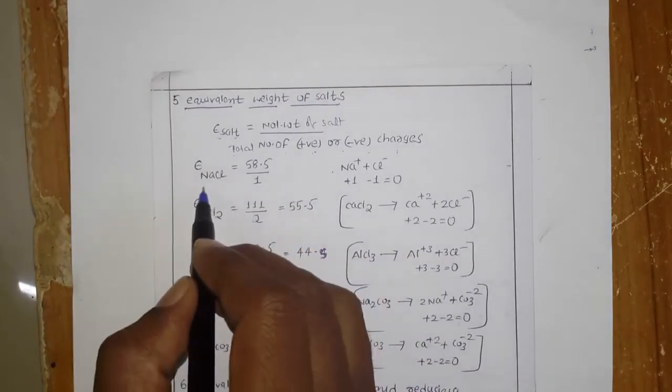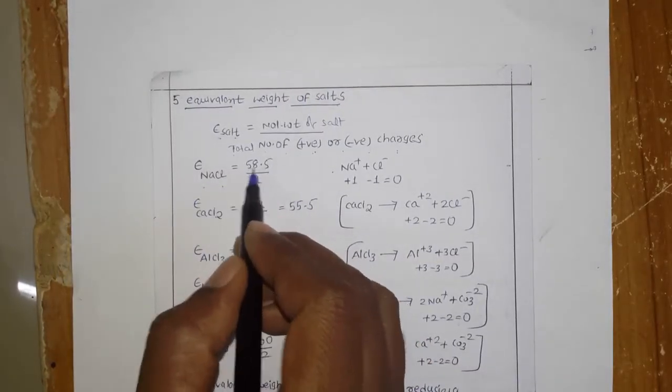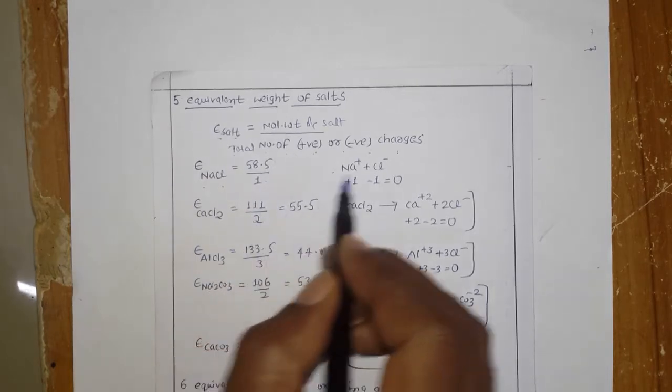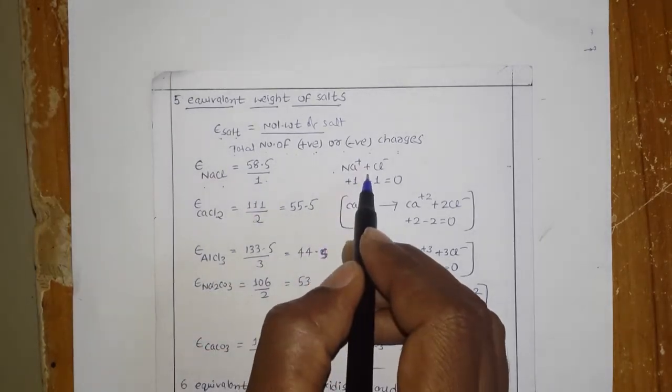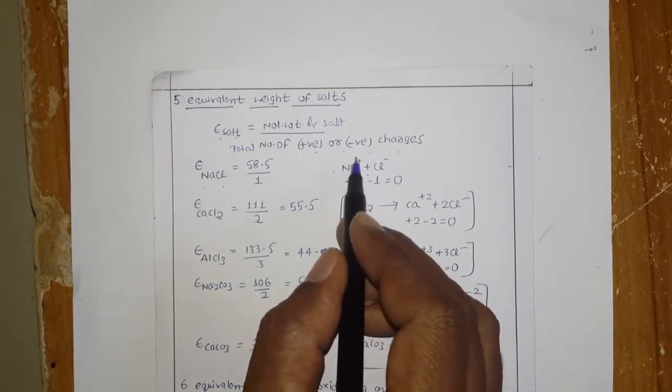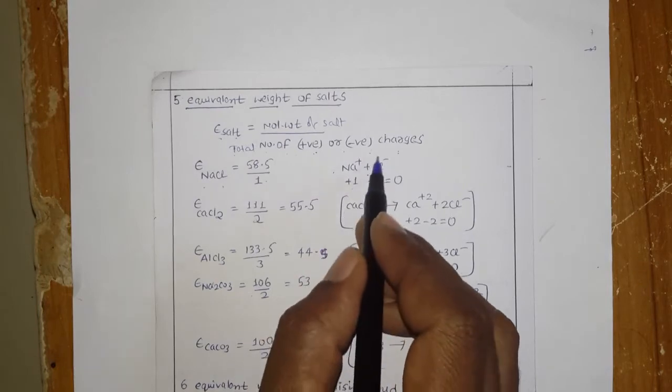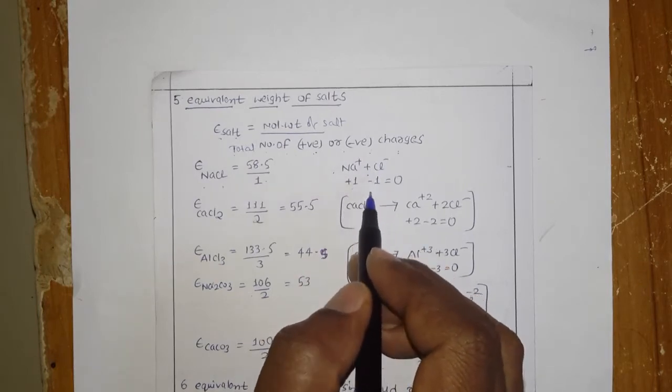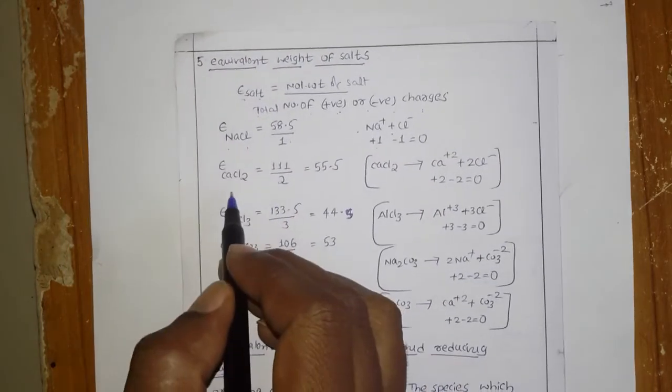So you see here for sodium chloride, it is 58.5 divided by 1, because you can write Na plus Cl minus. Here the total positive charge is 1 and the total negative charge is also 1. Okay, next come to calcium chloride.